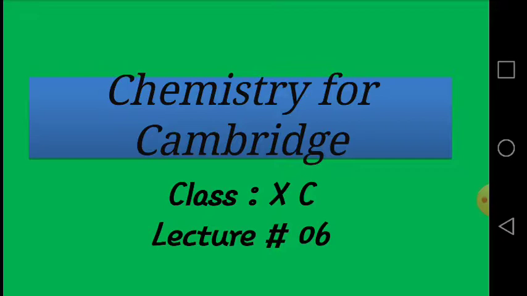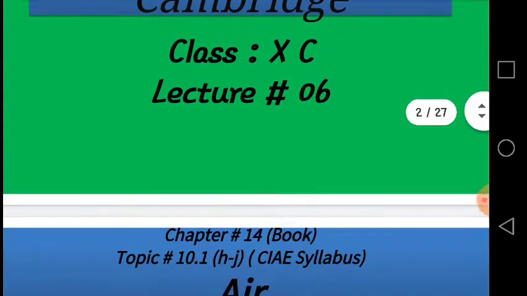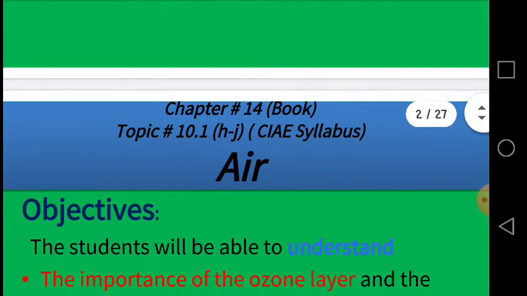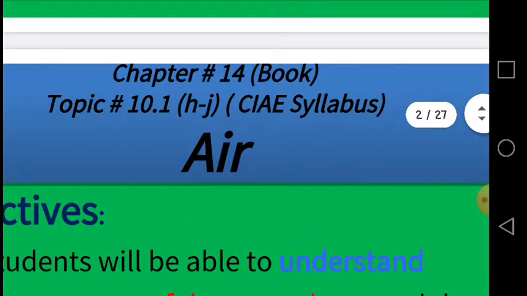Dear students, this is our sixth interaction regarding chemistry for Cambridge. Today's topic is air, and this is taken from your book, chapter number 14. According to the CI syllabus, this is topic number 10.1. The points which I have selected are from H to J.